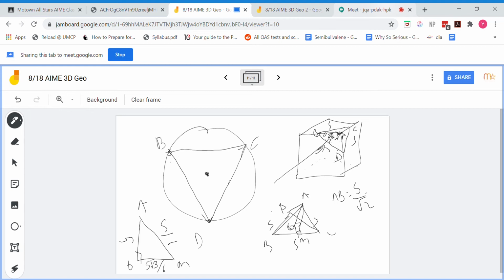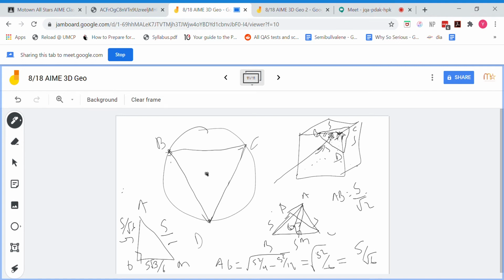AG equals the square root of S squared over 4 minus S squared over 12. And so this comes out to be the square root of S squared over 6. And so this will be S over root 6. And so AG comes out to be S over root 6.